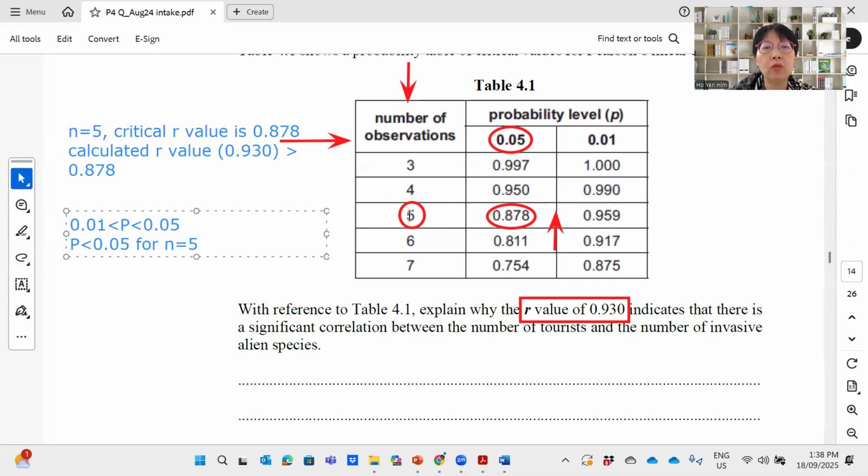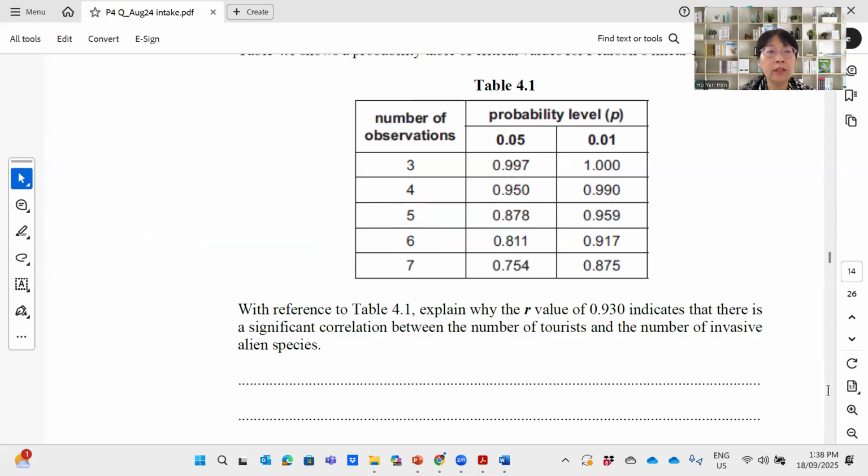So that means first mark is 5 is the number. Second mark is either 0.05 or 0.878. So you need to conclude, the R value is more than 0.878 or the probability is less than 0.05. Okay? So these are the 2 marks given. Any question?